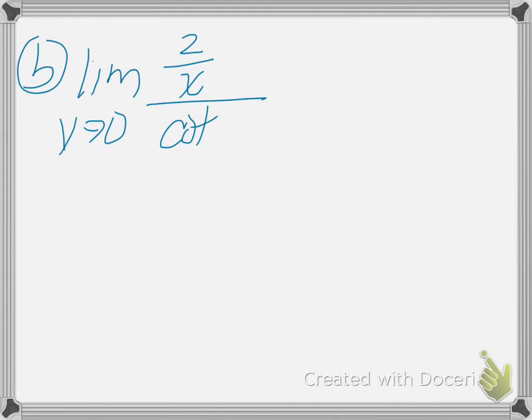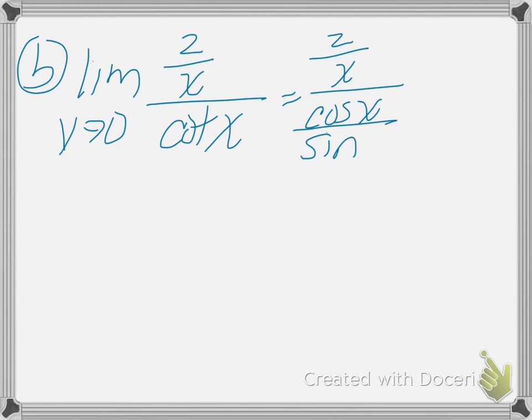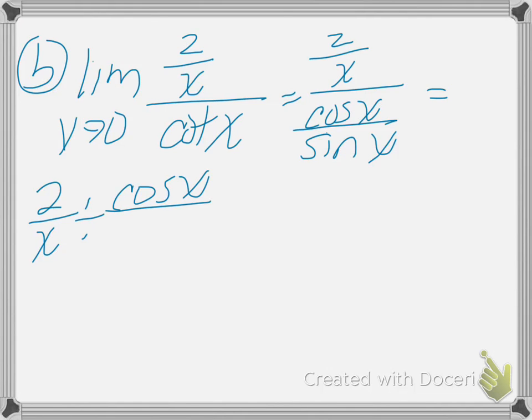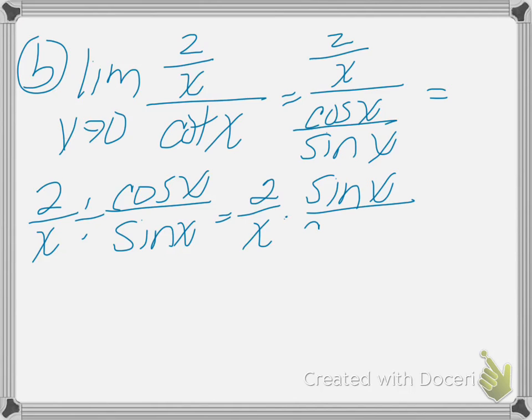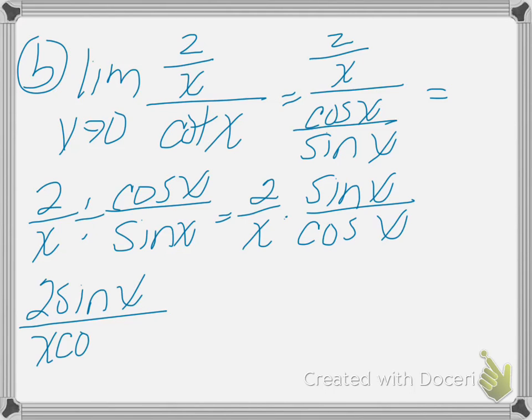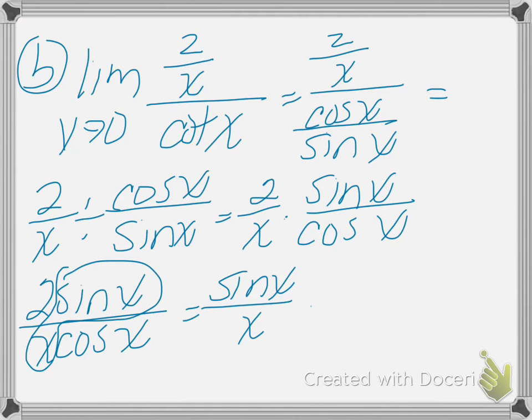Okay, part B. So many of these in class, so we're going to need to change cotan x to cosine x over sine x, change it into a division problem, change it into multiplication, multiply straight across, look for the rule, here it is. And now we're ready to take the limit.